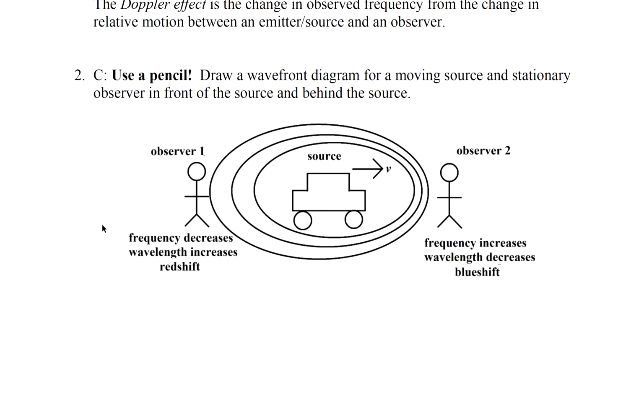So v is a constant. Lambda gets longer, f gets shorter. Remember, wavefronts are distance between crests. Look at observer 2. The wavefronts are getting closer to each other. So the wavefronts, which are the distance between crests, show that the wavelength is decreasing and frequency is increasing because v equals lambda f. v is a constant.